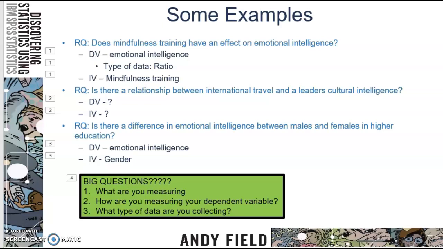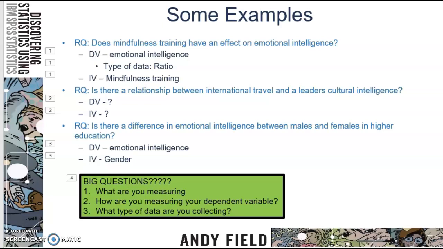And then lastly, here's just a couple of examples. So does mindfulness training have an effect on emotional intelligence? So I have to ask myself, what's the dependent variable? In this case, my dependent variable is emotional intelligence, and the type of data is ratio, and my independent variable is mindfulness.